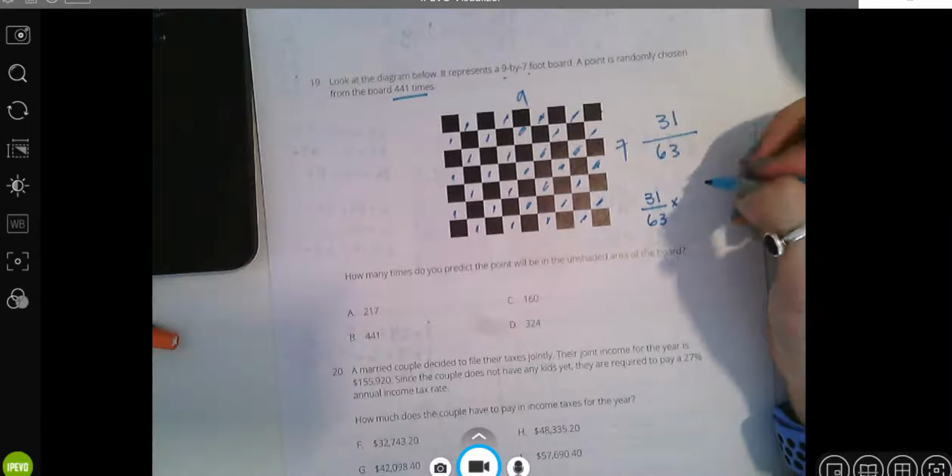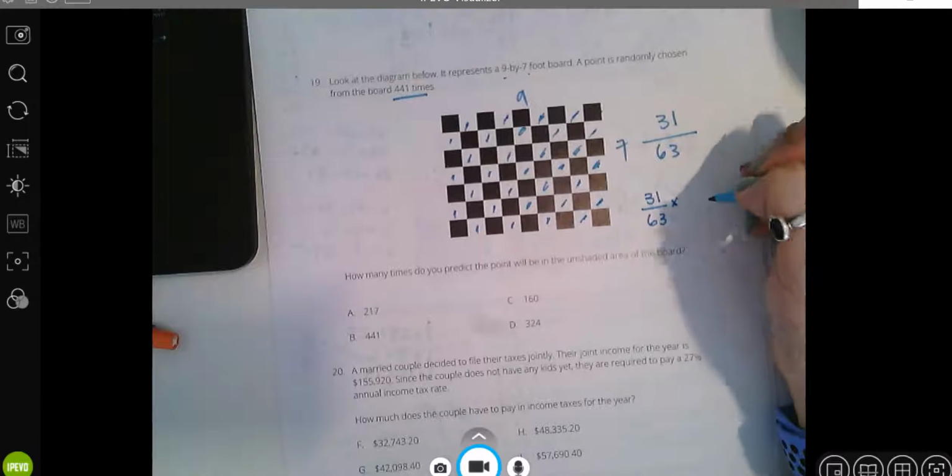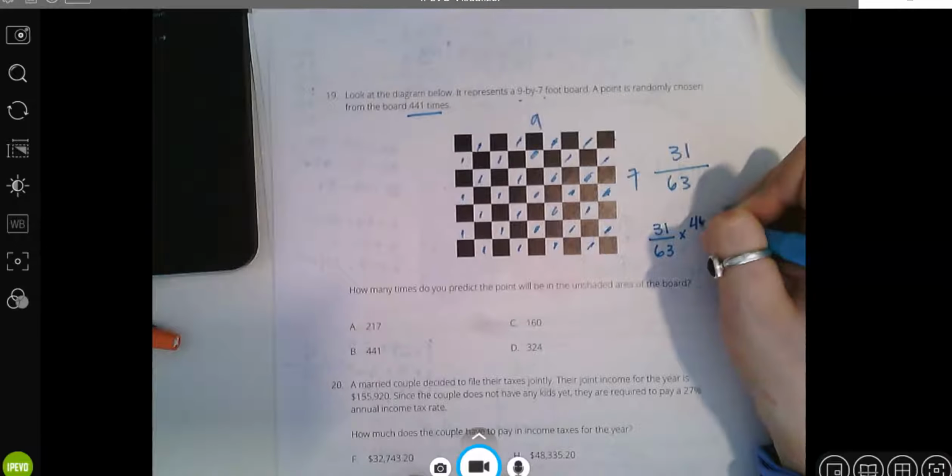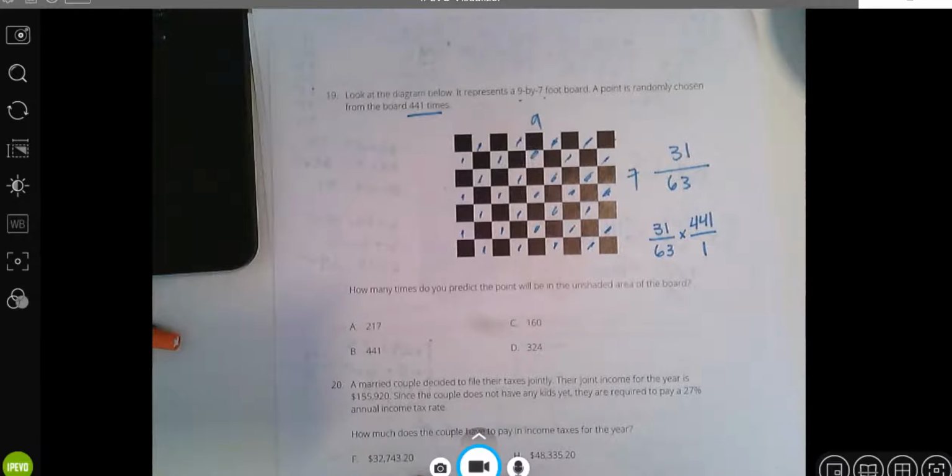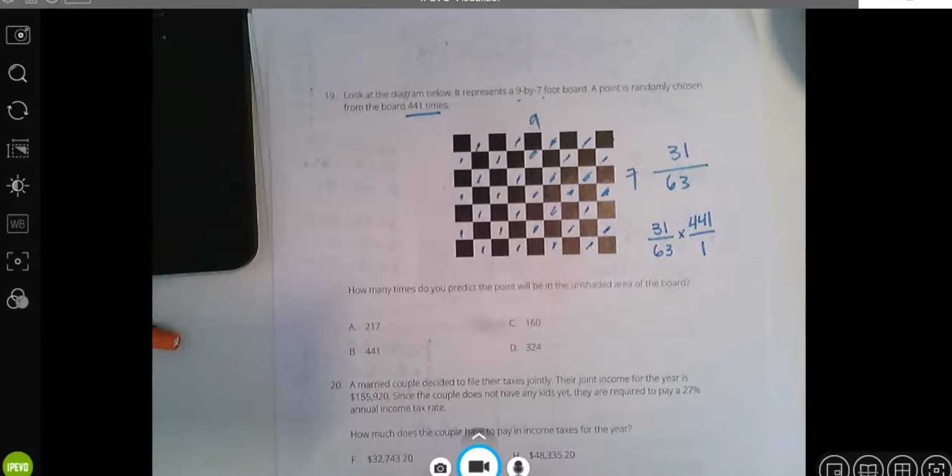How many times, if you did this 441 times, how many times would it be unshaded? Okay, so times 441, make it a fraction. Oh, that does not look fun. You know what I really don't want to do is simplify all that at the very end, because this looks like a really icky problem.